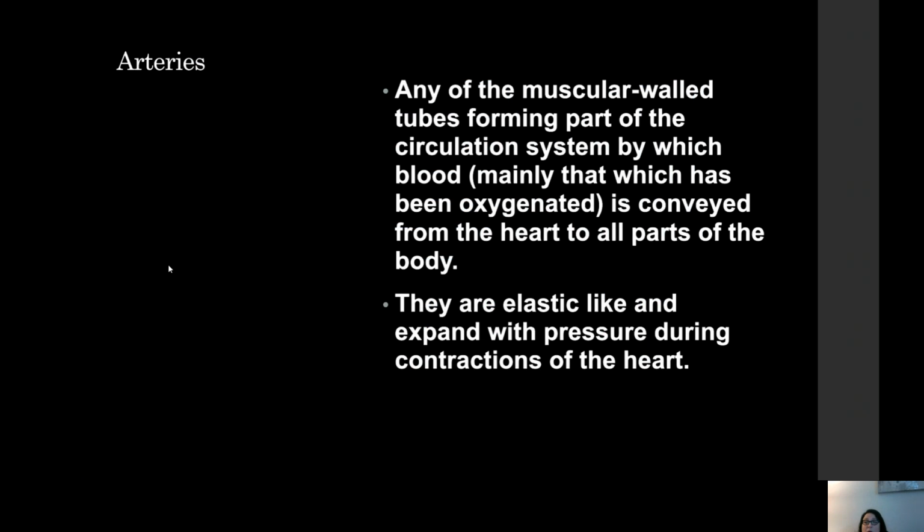All right, so first of all, what we understand is arteries. Arteries are any type of muscular wall. They're tubes, and they're basically everywhere throughout our body. Some are a lot bigger than others, some are a lot smaller. What is their job? Arteries have one job, and that is to supply all of our body with oxygenated blood.